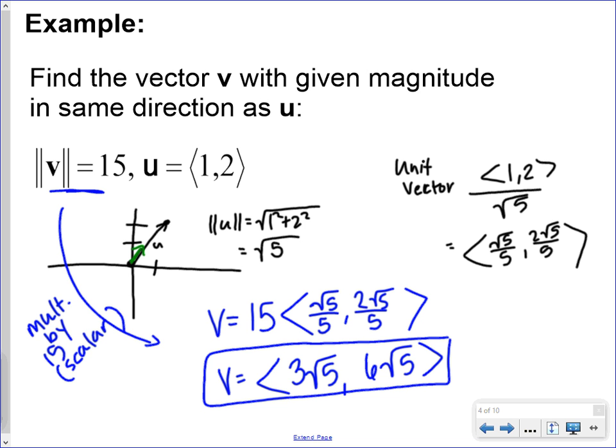If I calculate the magnitude for that vector v, and I do the square root of 3 square root 5 squared plus 6 square root 5 squared, I should get 15 in the end. And if I calculate slope, think about what Lily was saying, rise over run, vertical over horizontal: 6 square root 5 over 3 square root 5. The square root 5s are going to cancel. It's going to be 6 over 3, which is 2 over 1. That's the same slope as u, so they're going in the same direction. Any questions about that? That's one use for a unit vector.